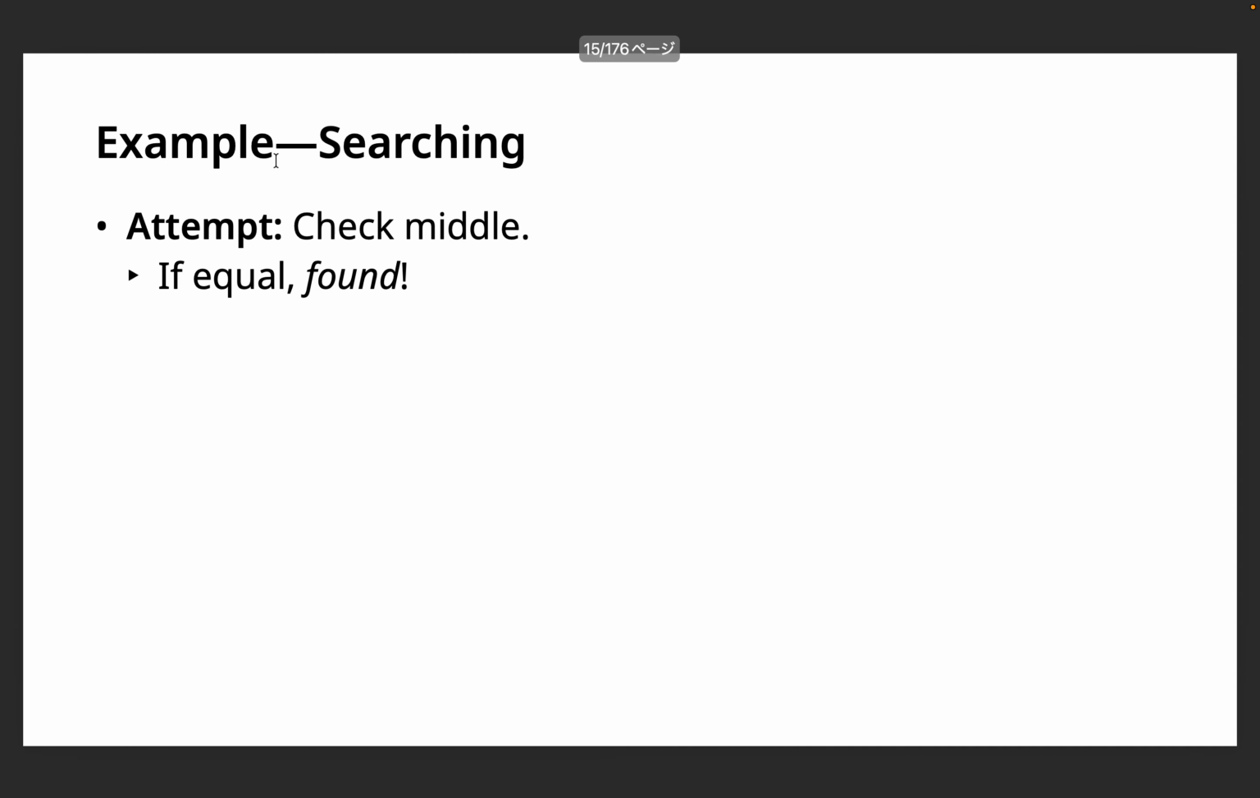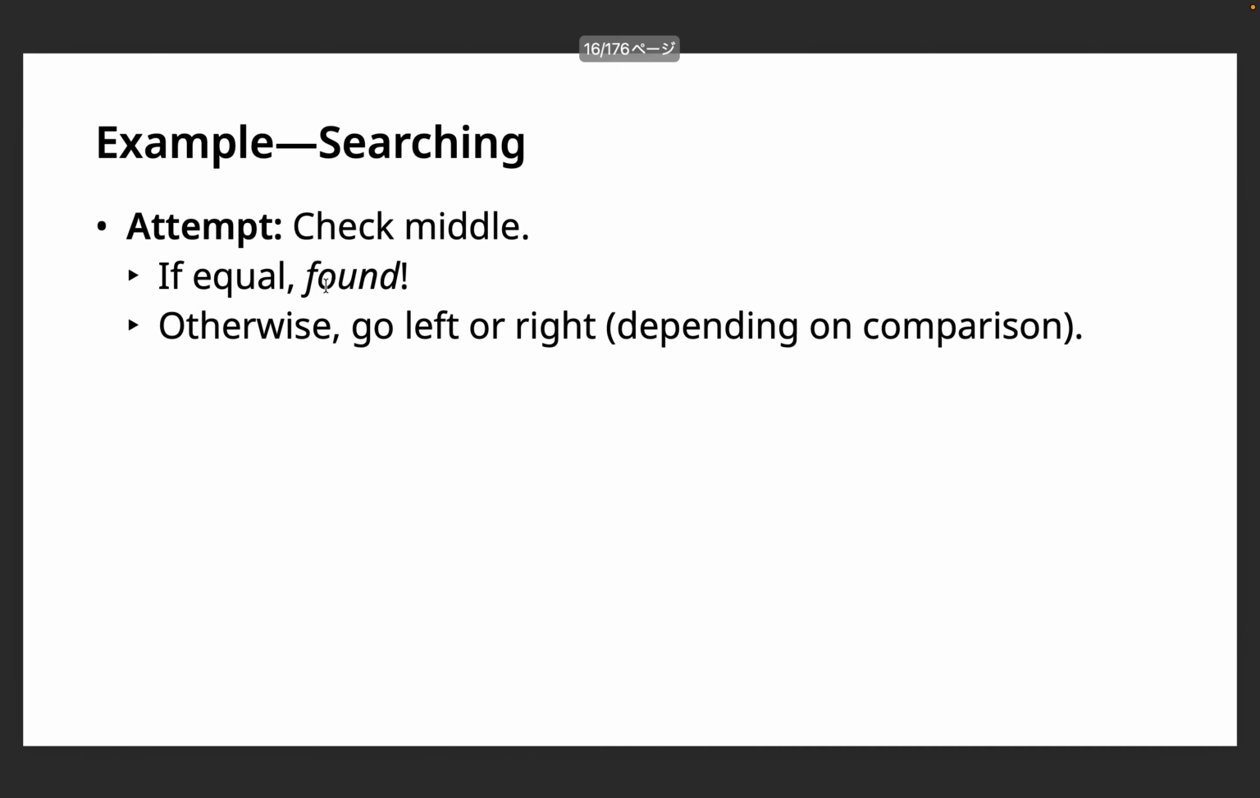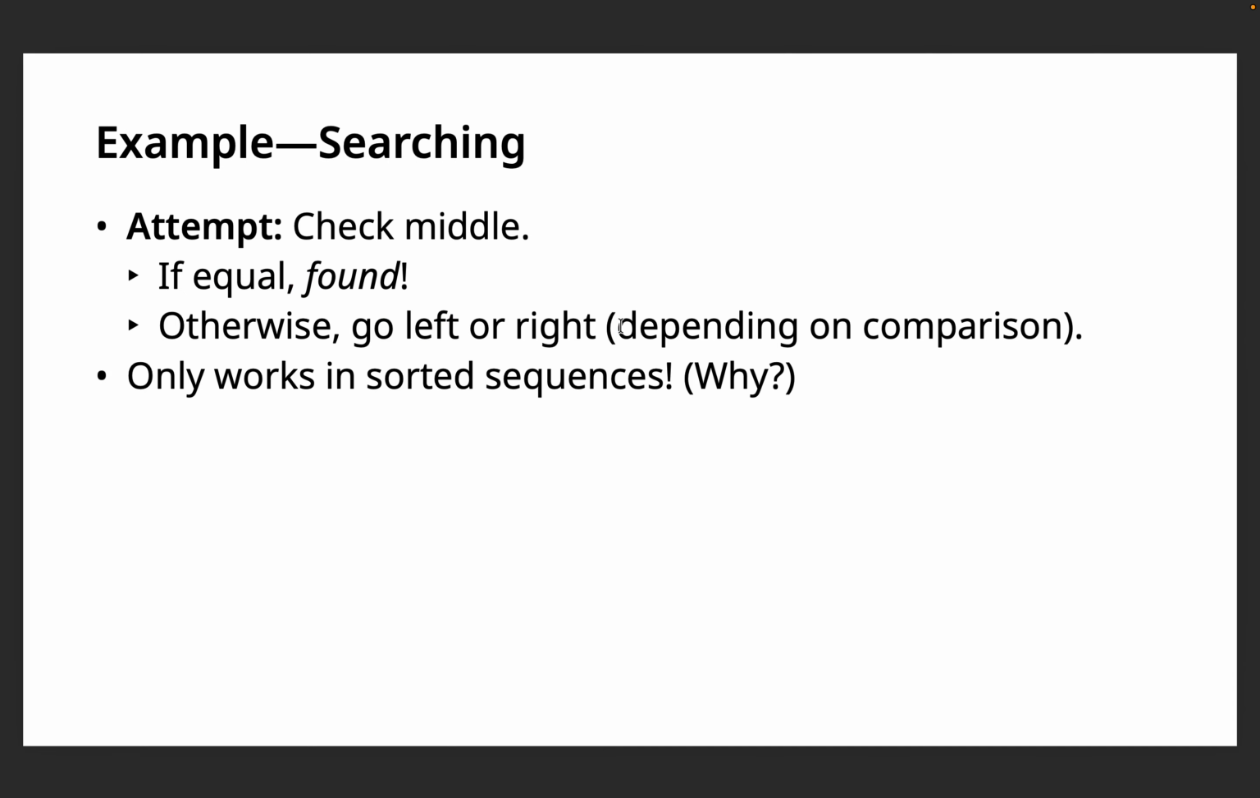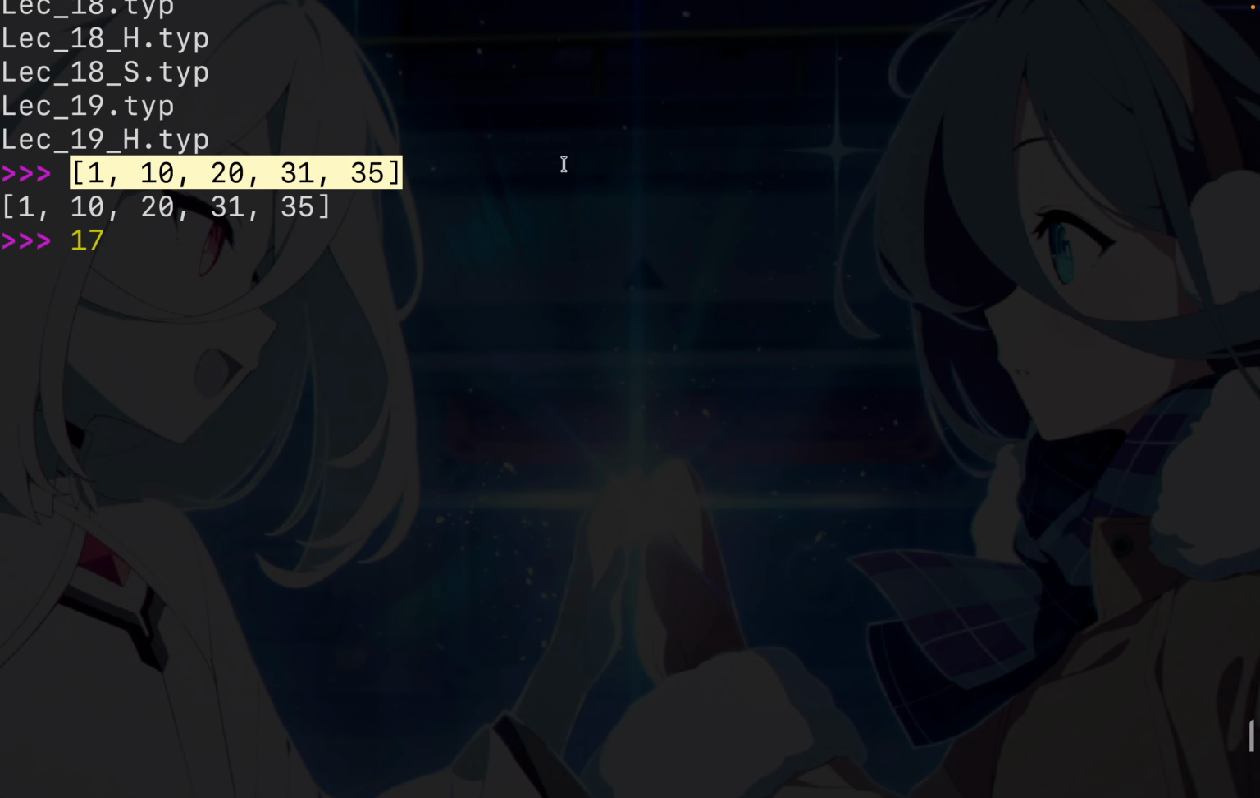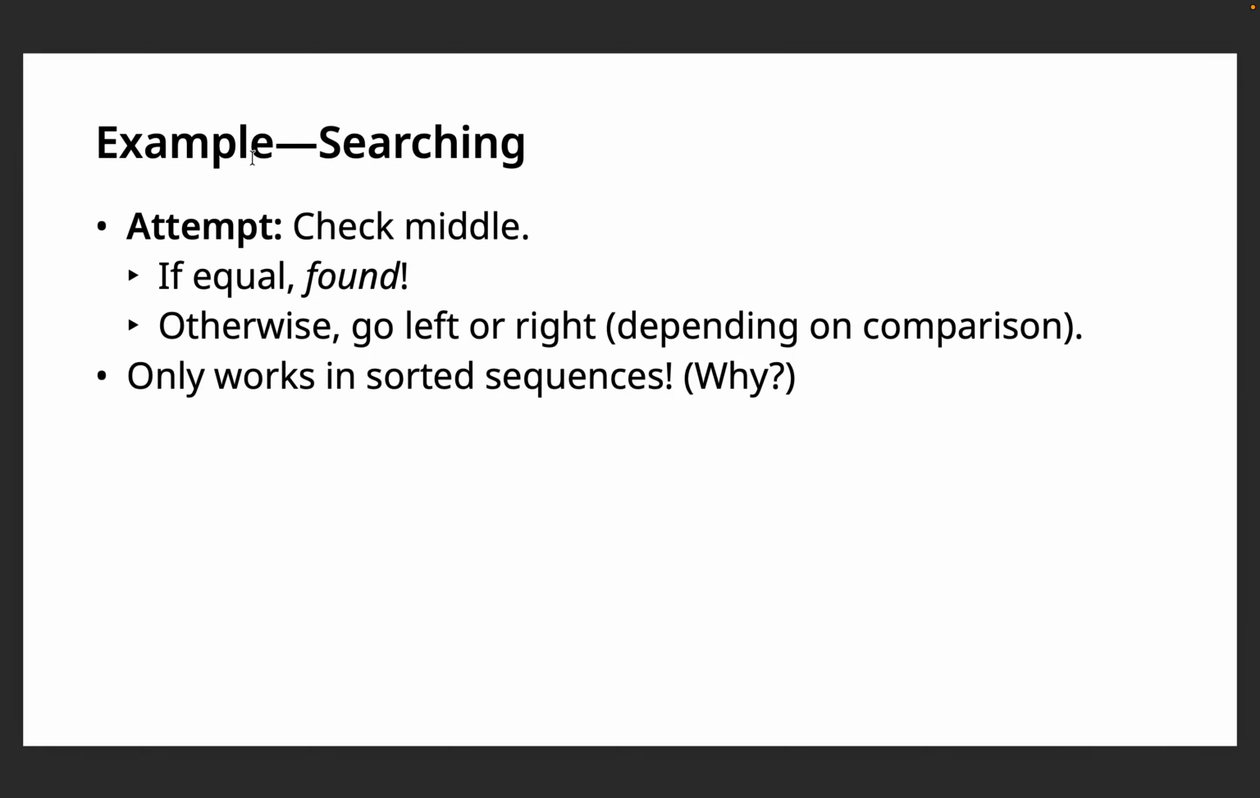So that's the idea here. If it's equal, you've found what you want. Otherwise, you either go left or go right. Note that this only works in sorted sequences, since if this was any random sequence, you can't really say anything about the elements that come after or before a specific element, if it's arranged in random order. So yeah, it has to be sorted.